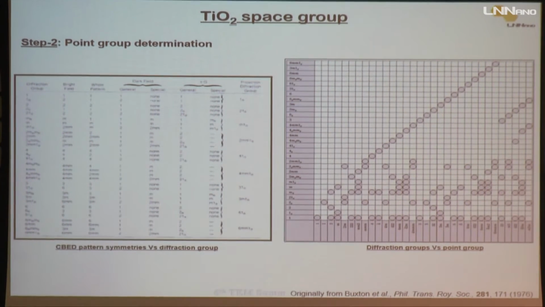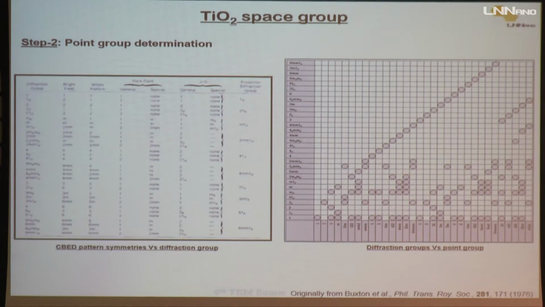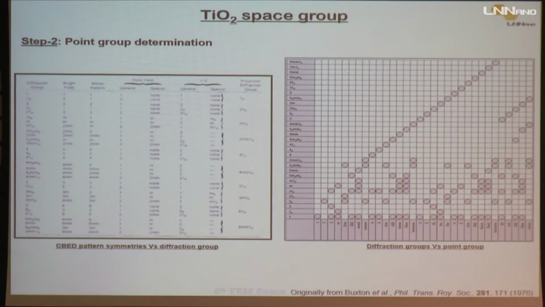So the next step, after finishing that, is to use these 2 tables that were acquired from the International Crystallography Tables, or initially published by Buxton. And here first I need to understand the whole pattern symmetry and the bright field symmetry. Whole pattern means including the HOLZ, and the bright field pattern means including the HOLZ lines in the bright field disk of your CBED pattern. And based on this, I try to append these 2 symmetry elements present in the CBED analysis.